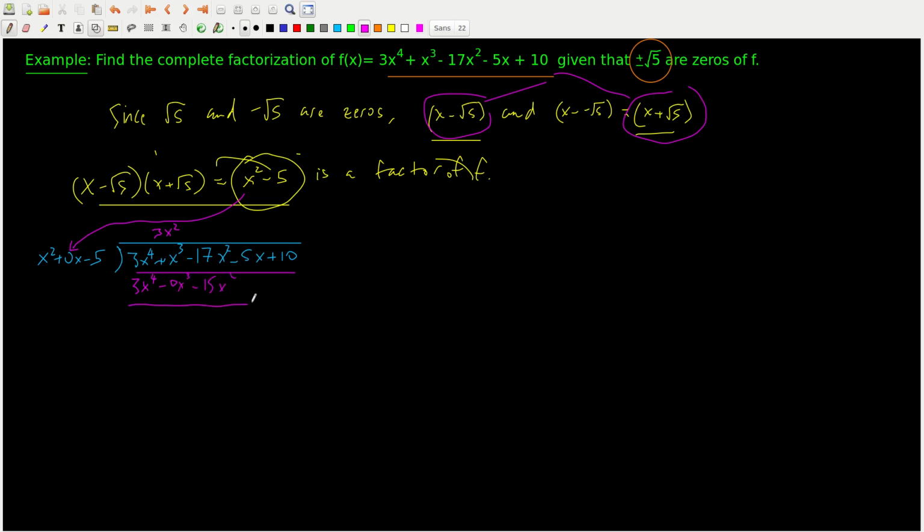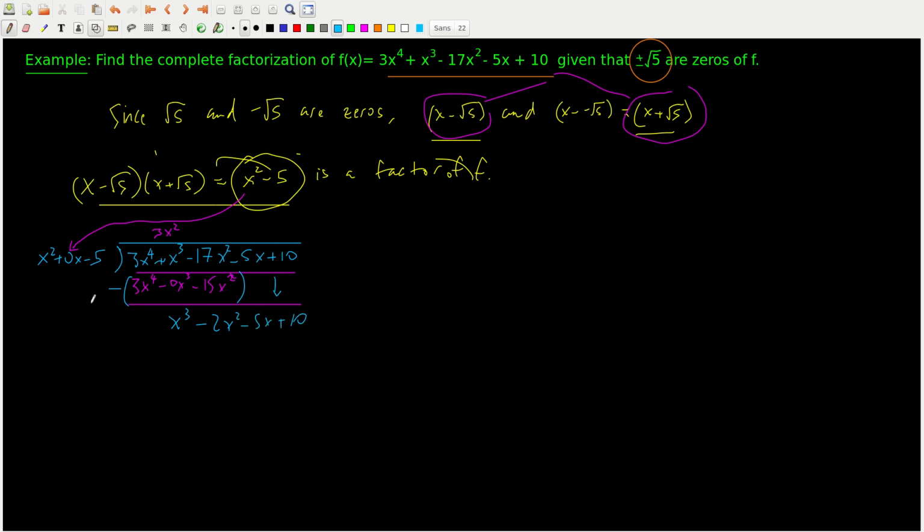So subtracting those two terms, the 3x to the 4's cancel. We're going to be left with a single x cubed here. And I know this is hard to read, so let me go back to the other color. This is going to be x cubed. We're subtracting minus 15 from minus 17, so we'll be left with minus 2x squared. And then we're just going to drop those two terms down, minus 5x plus 10.